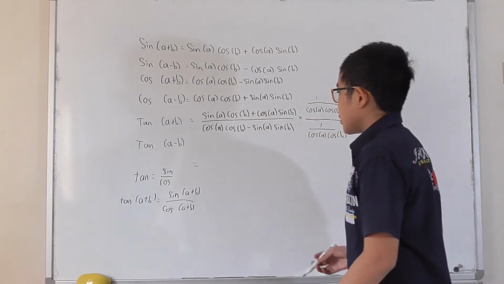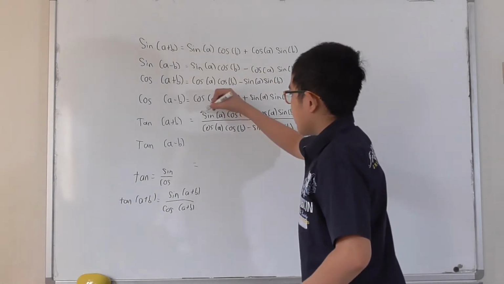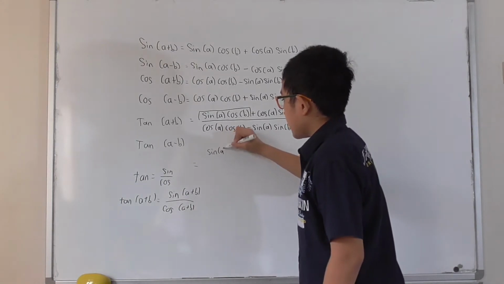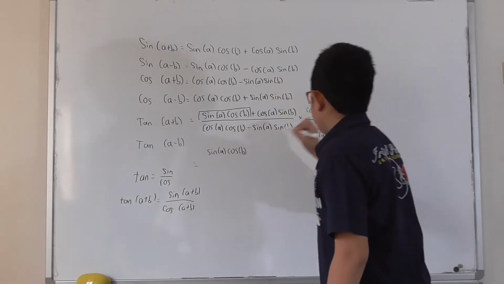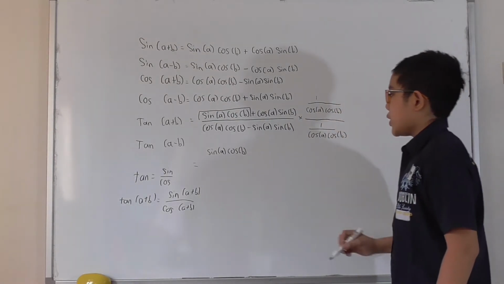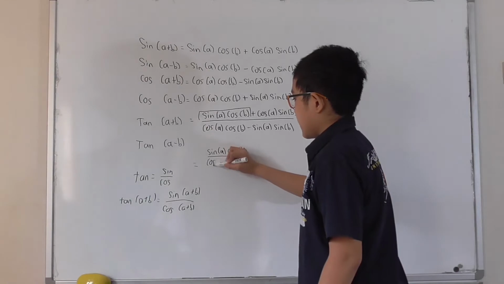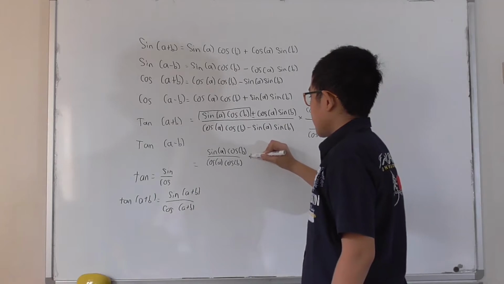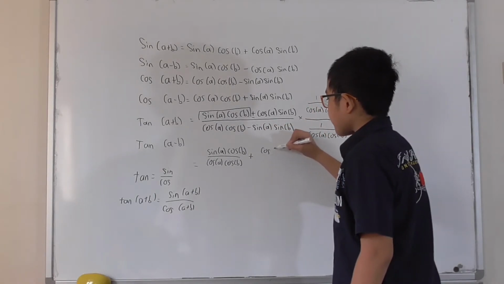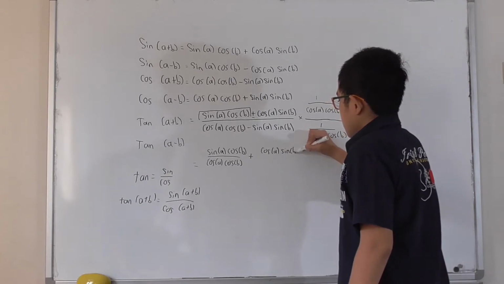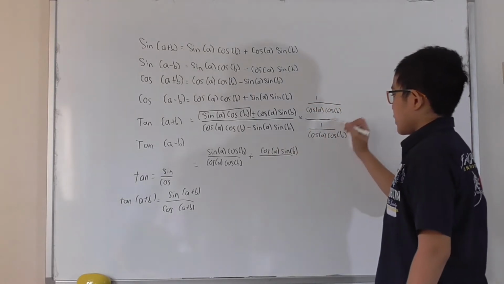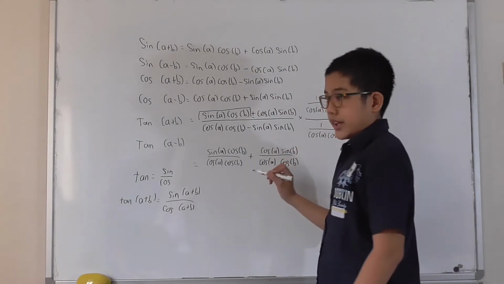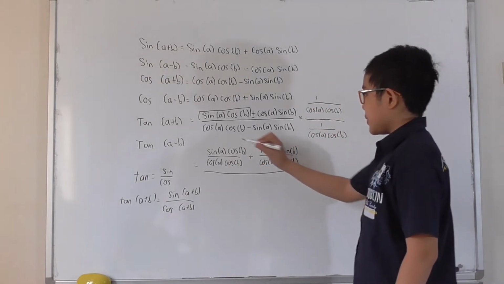So then, we're going to distribute it for every term in here. The first term is sine of a times cosine of b, and then we multiply it by 1 over cosine a cosine b, which is basically dividing by cosine of a times cosine of b. And then we put in our plus, then cosine a sine b divided by our cosine a cosine b. And that's for our numerator, and for our denominator, it's going to be cosine a cosine b.